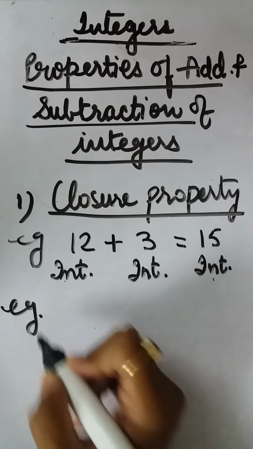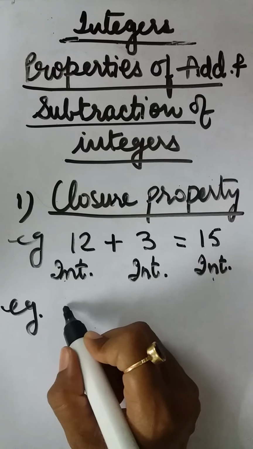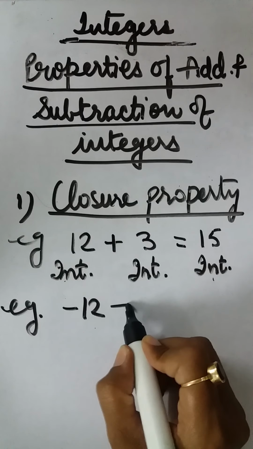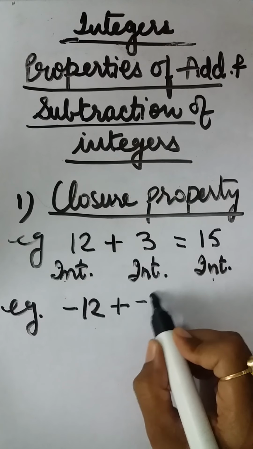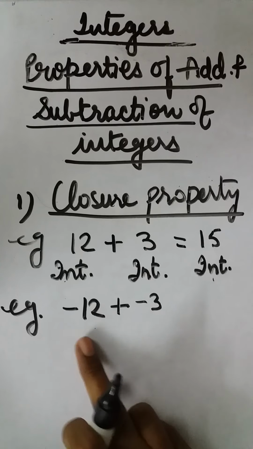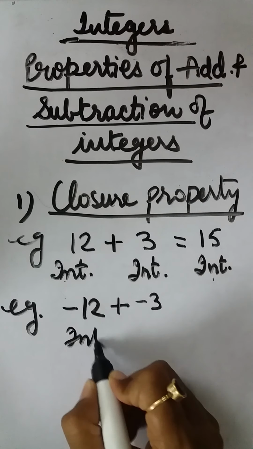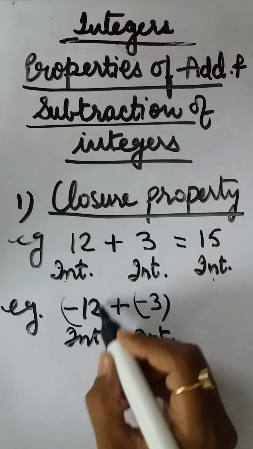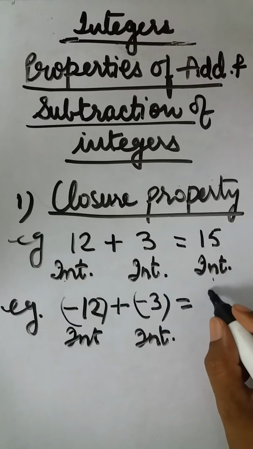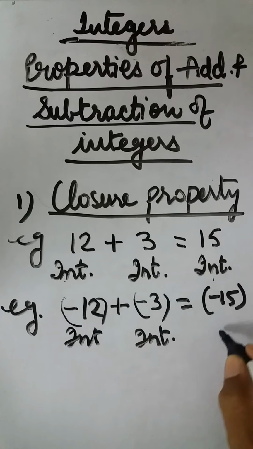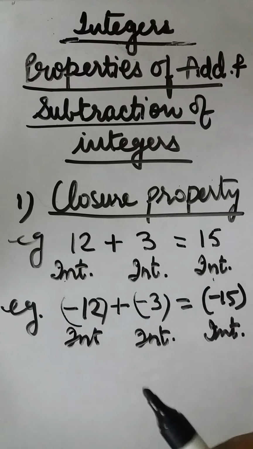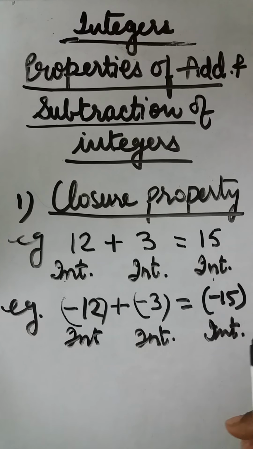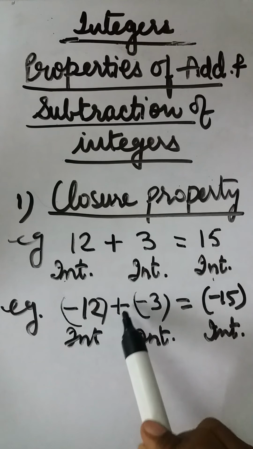Taking one more example, if we add minus 12 and minus 3, two negative integers, this is an integer, minus 3 is also an integer, and their sum is also an integer. So here we can conclude that integers are closed under addition.